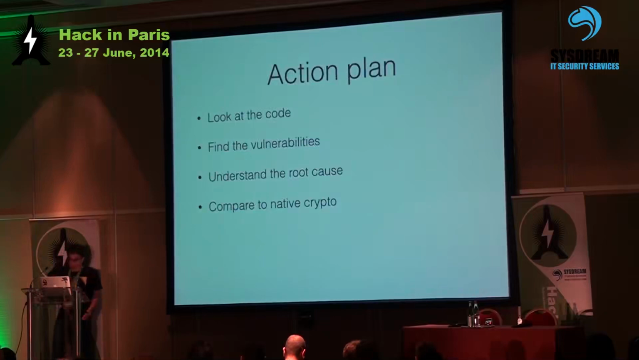So my plan for trying to understand the current state of JavaScript cryptography was to first look at the code of those different software projects, to find the vulnerabilities in them, to try to understand the root cause of these vulnerabilities, because ultimately the root cause of the vulnerability is not the, say, stupid developer or whatever, and it usually lies much deeper, like maybe the language doesn't give you certain protections or the platform.